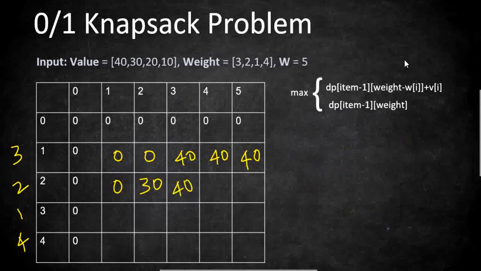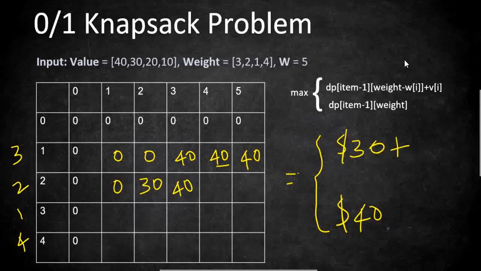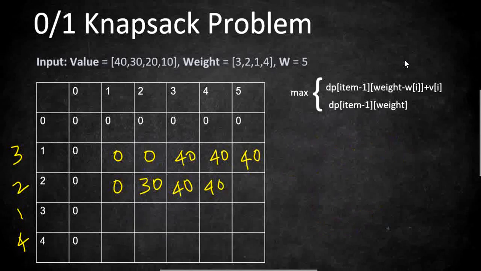Moving on to the next cell, the maximum capacity is 4 and the weight of the item is 2. So here we again have two options. If we are not picking the item, the value at the previous cell was 40. If we are picking the item, we are going to take the item's value plus the rest of the space in the bag, which is going to be 2. In the previous row, if you check cell 2, the value is 0. So we are simply going to put 0 here. And the maximum of 40 and 30 is going to be 40. We are filling 40.